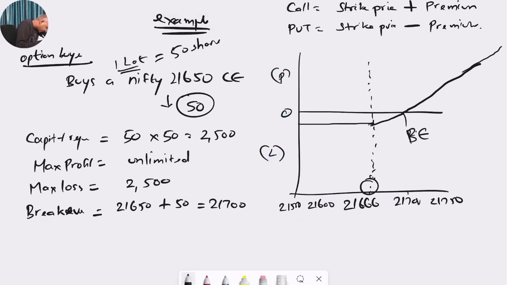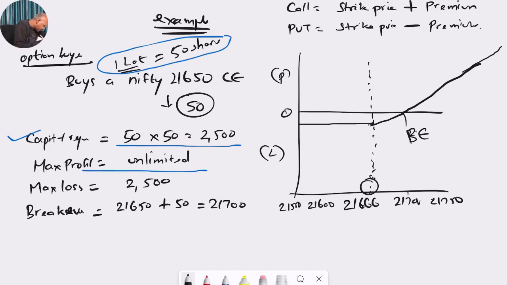What is the capital required? Let's say he buys one lot of Nifty. In options, when we deal with quantity, it is always a lot size, right? So one lot of Nifty is 50 shares. So the capital required is one lot, 50 shares, into the premium of 50, which is 2,500. This is the premium an option buyer has to pay for this option position.